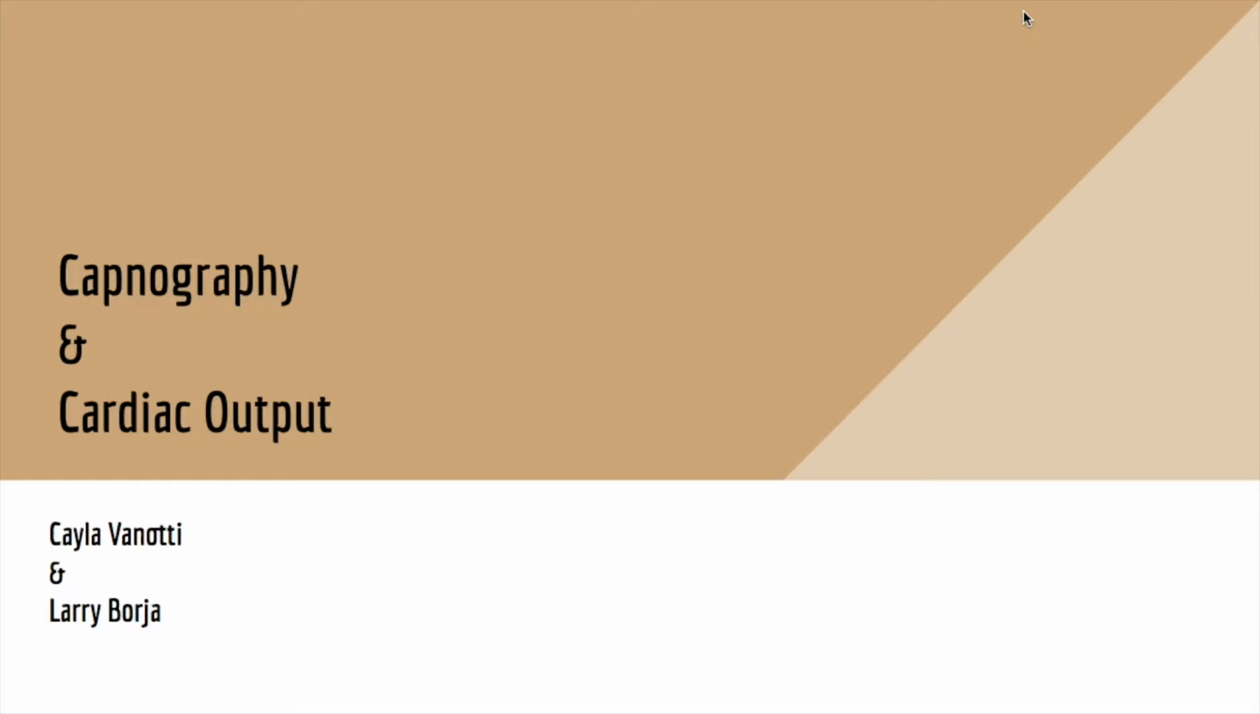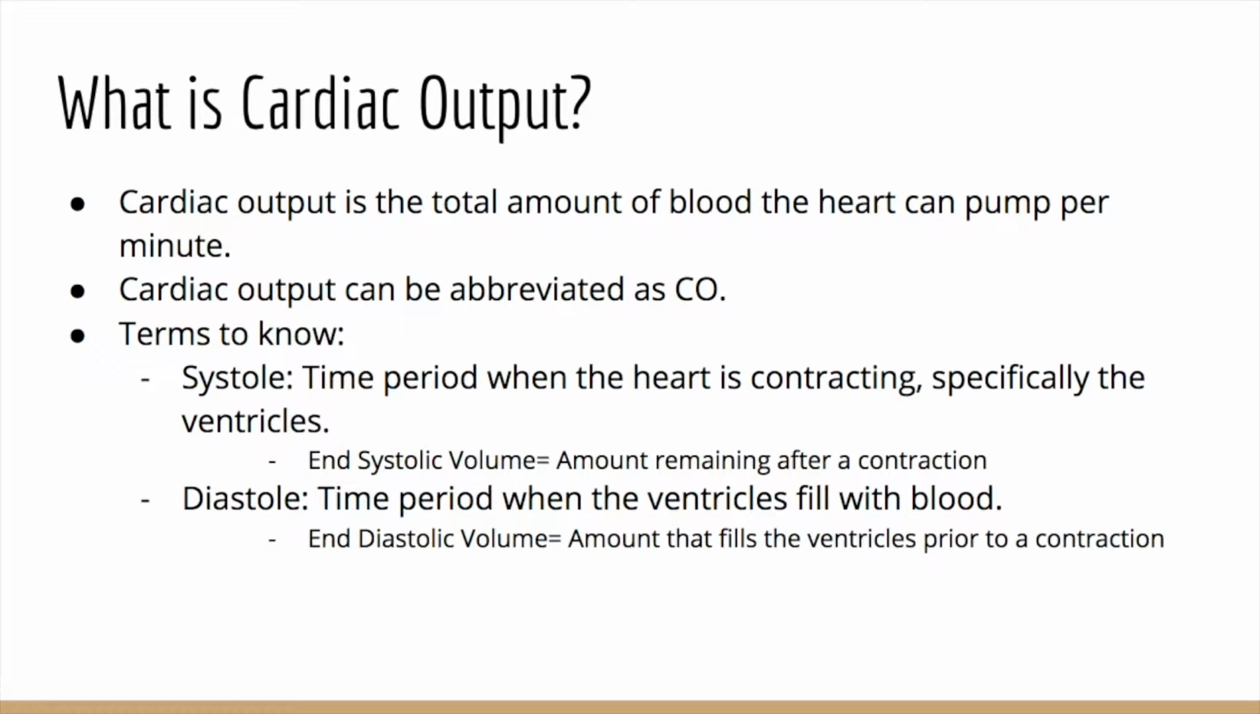So our project is on capnography and cardiac output. It's by Cayla, Vanotti, and Larry Borja. First of all, what is cardiac output? Cardiac output is the total amount of blood the heart can pump per minute. It is abbreviated as CO.